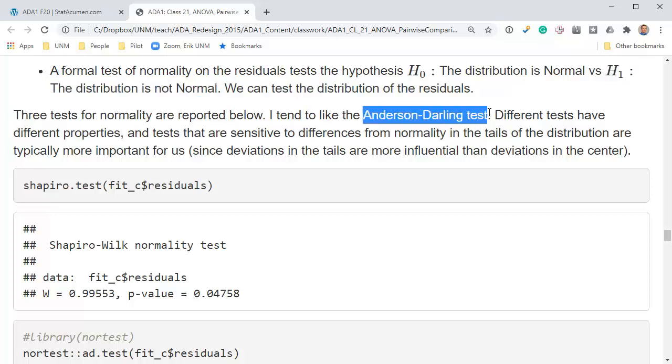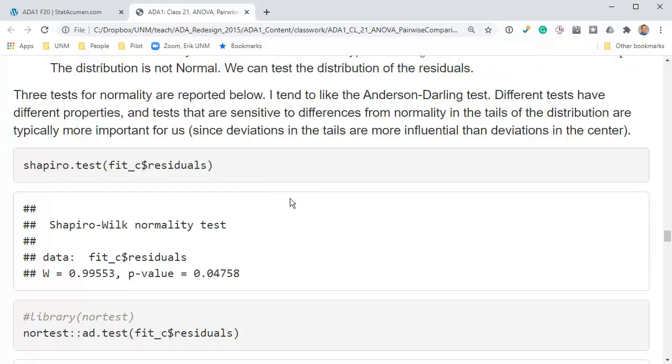It puts a good weight of the sensitivity of the test out in the tails, where the tails are really what will affect the quality of the model fit and whether your conclusions, it will affect your conclusions the most.